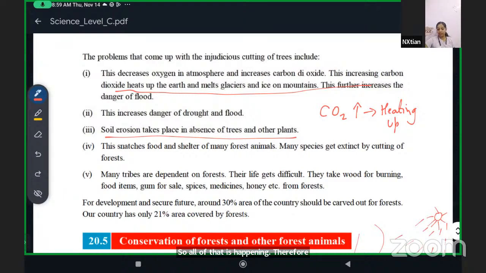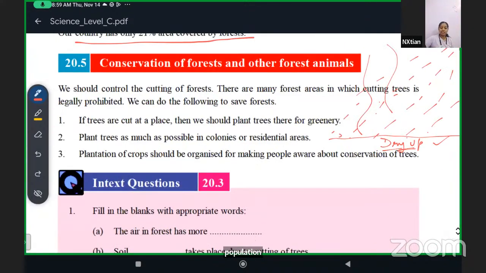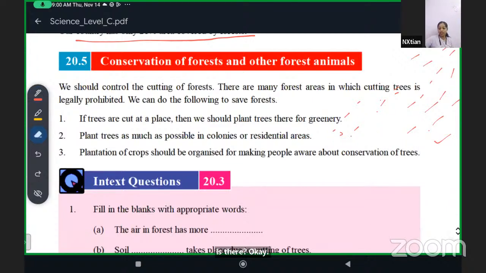Around 30% area of the country should be carved out for forests. This is a conservation measure. But our country has only 21% area covered by forests, which is also reducing, because again, the increase in the population is there, which is leading to the rapid depletion of all our natural resources.